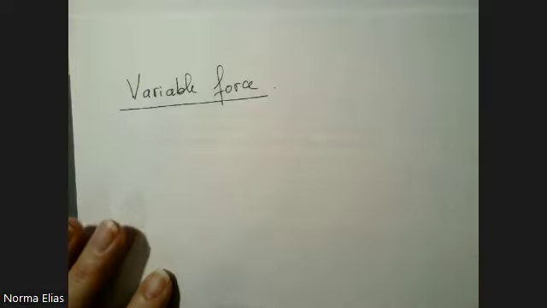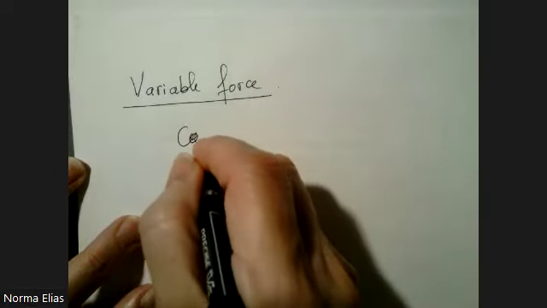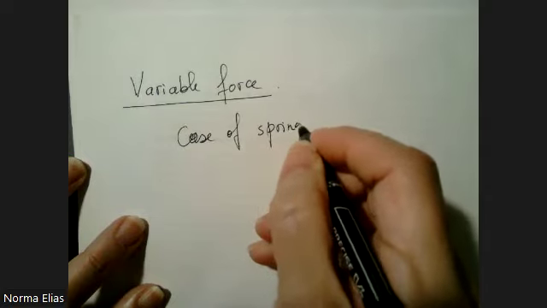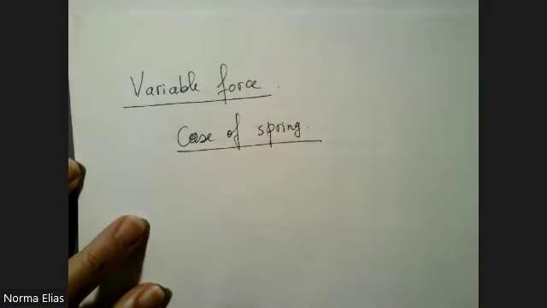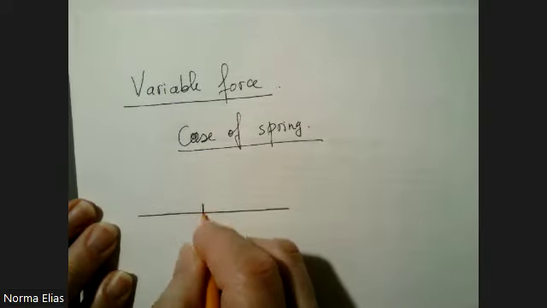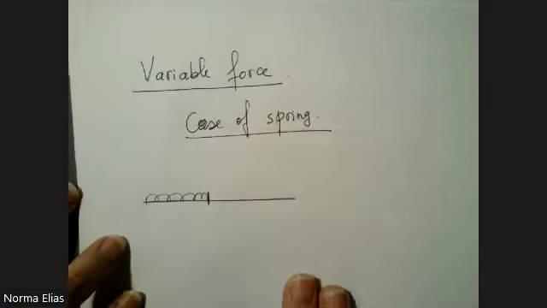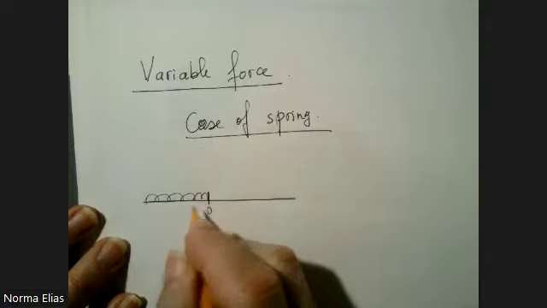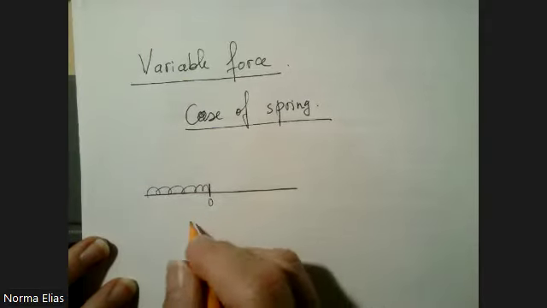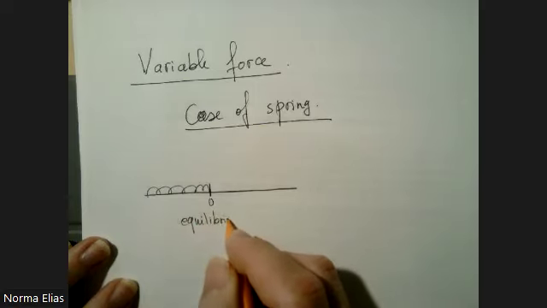The example we're going to take today is a spring. So we're going to talk a little bit about a spring. Okay, so suppose we have a spring. That's a spring. And whenever we talk about a spring, we're going to put it on an axis because we need formulas. And 0 is the equilibrium position. So 0 is always put at the equilibrium position.